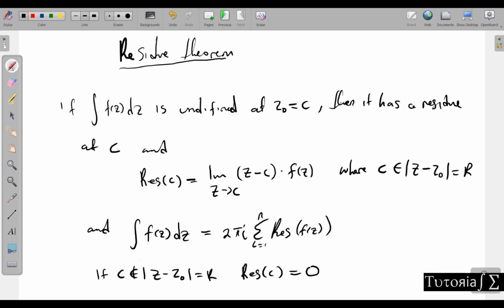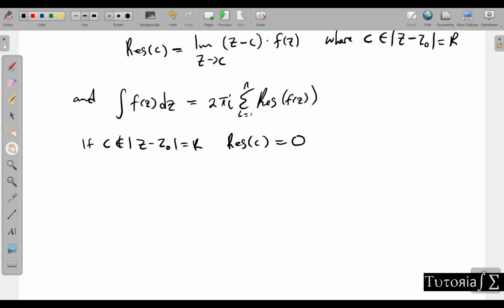Okay, so the thing you need here is to check if the point where the function is undefined is inside the contour of integration. If it is inside, or on the boundary, we can go on and find the residue. But if it is outside the region of integration, then the residue is 0. Then this formula is what we use to compute the integral. Let's look at an example so that we better understand this.